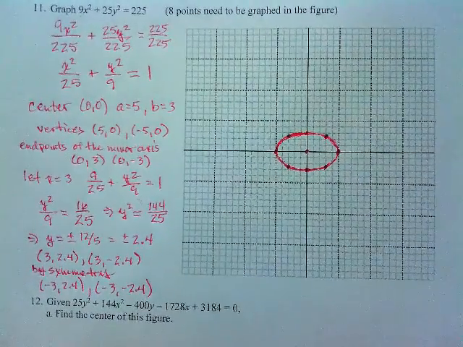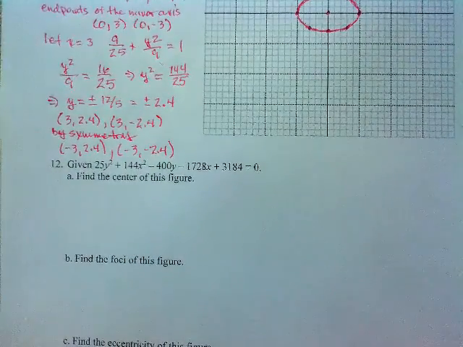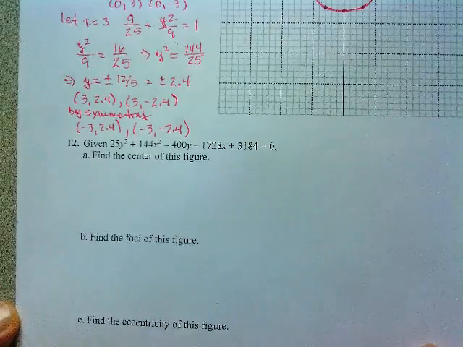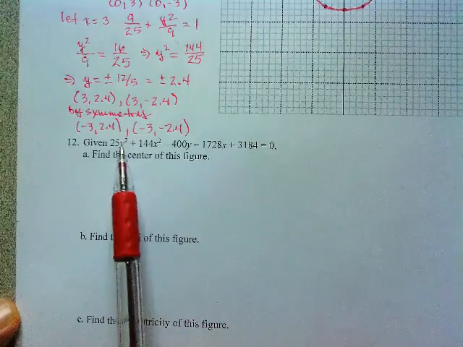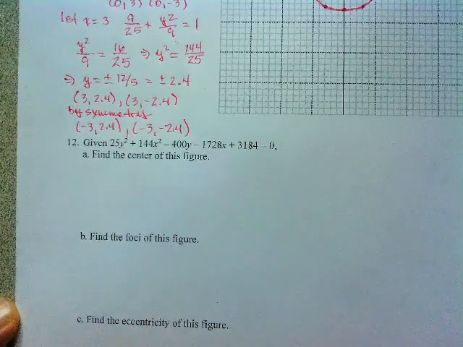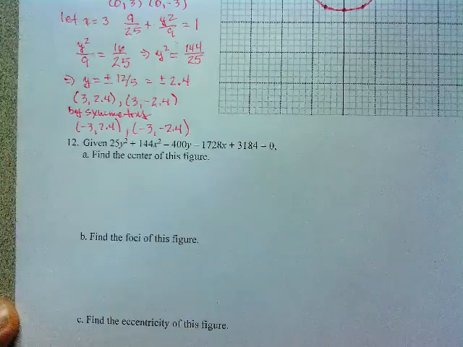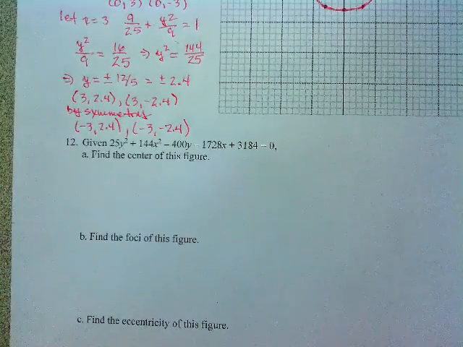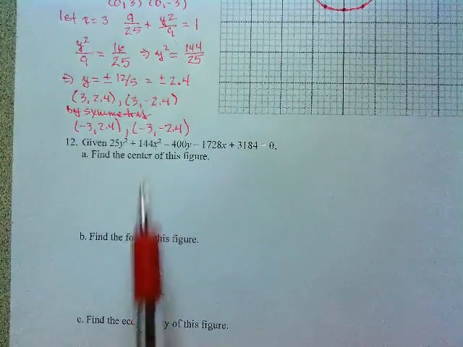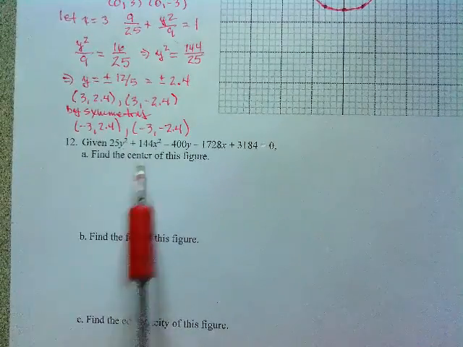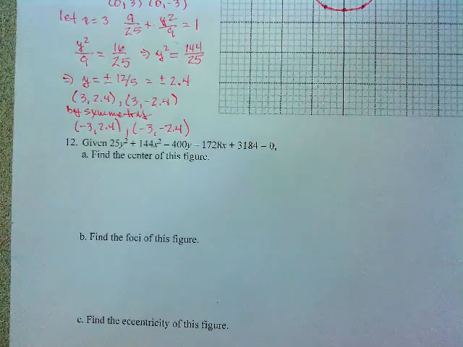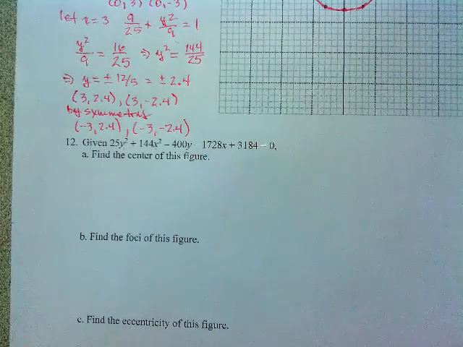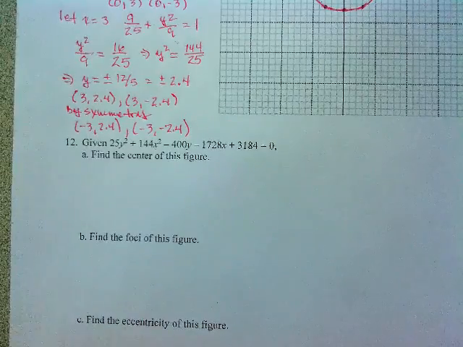All right, now in number 12, we have the equation. Now, again, I have a positive y squared, a positive x squared. They have different numbers in front, so this will be an ellipse. But I'm going to need to do some completing the square to find its center, and then I want to find the foci, which will be along the major axis, and then find the eccentricity for it.